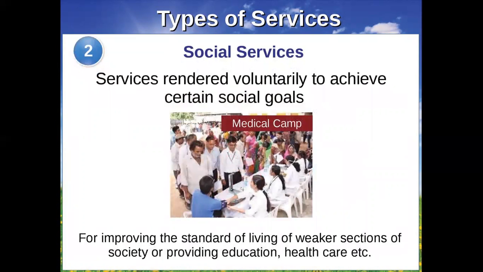Then social services, which we all know, are rendered voluntarily to achieve certain social goals, like blood donation camps, medical camps, providing free education, healthcare services. Why do people do social service? For their self-satisfaction, and for improving the standard of living of weaker sections of society, for providing education or healthcare. These were social services.